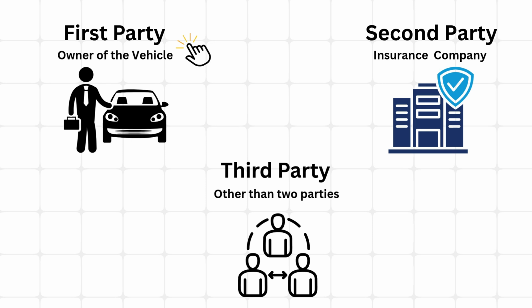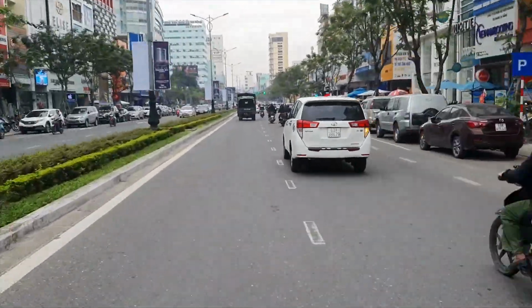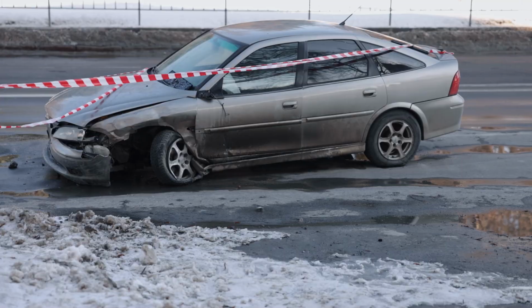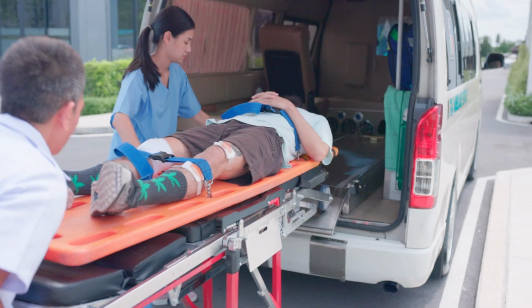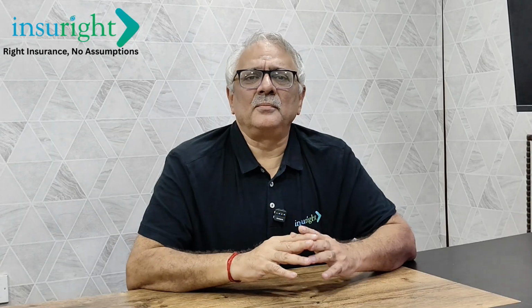Okay. Now let us visualize a scenario when the owner is traveling in the vehicle, whether he is driving the vehicle or traveling as a passenger, and the vehicle meets with an accident, as a result of which either the owner dies or he suffers serious injuries. What kind of compensation is payable to the owner?